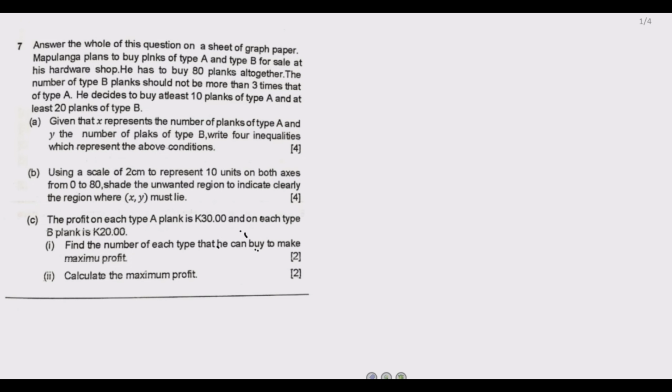So what we've been told is, let X be type A planks, then Y be type B planks. Then let us now start reading the question. Mapulanga plans to buy type A and type B planks for sale at his hardware shop.